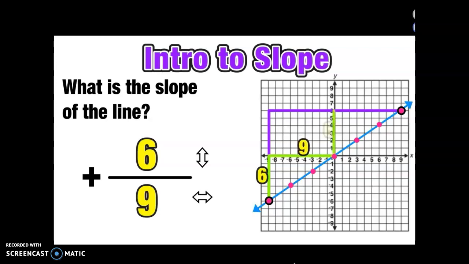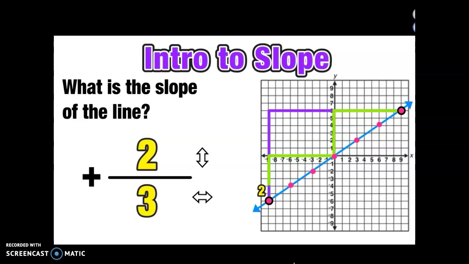This is a more simplified slope, but if I repeat that by rising 6 and running over to the right 9, I do end up in the same spot. So when we find the slope of a line, we always want it in the most reduced form possible. Now 6 over 9 is smaller than 12 over 18, but that can actually be reduced again. 6 over 9 is equivalent to 2 over 3.